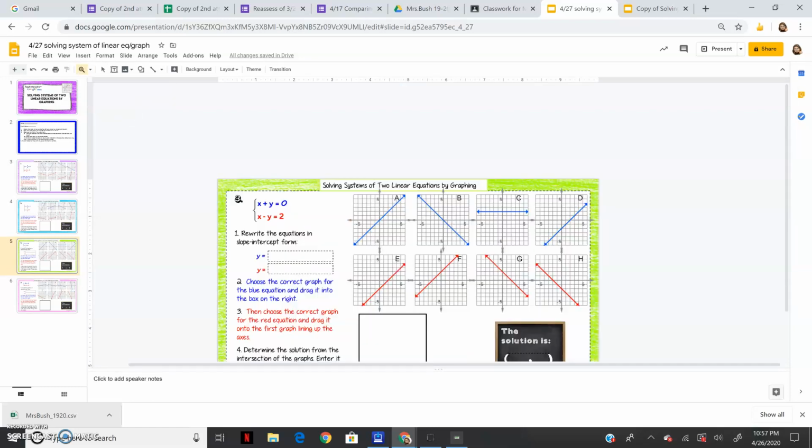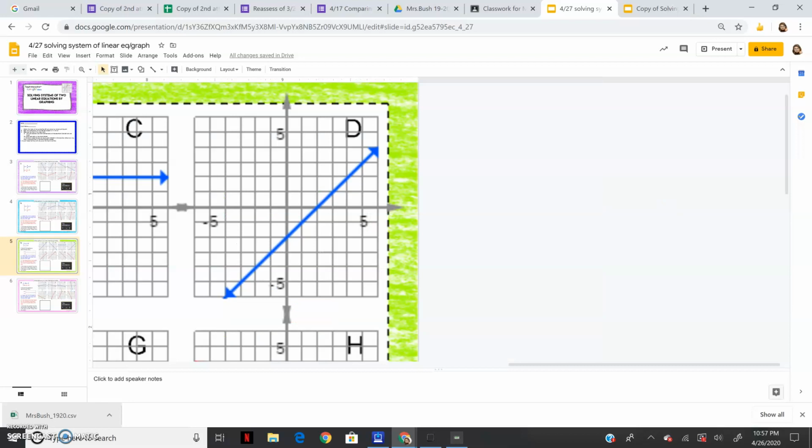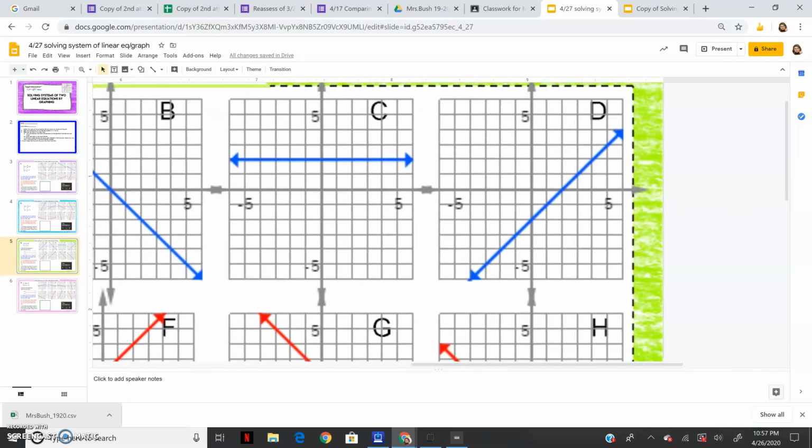Okay, so it goes through the origin. We can take that point off of there.